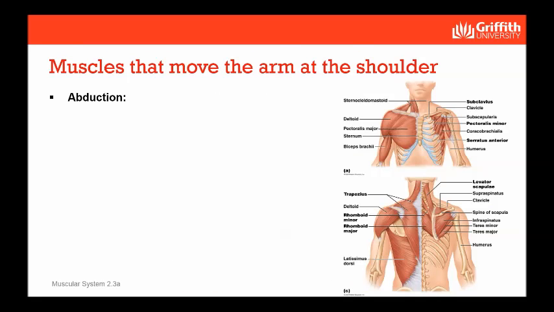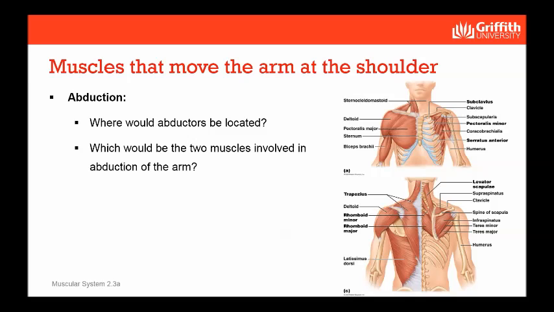As we continue on with muscles that move the arm at the shoulder joint, we next look at the abductors. Where would shoulder abductors be located? To abduct the arm away from the midline, muscles crossing the shoulder joint would be located in the lateral compartment. Looking at these images, can you see which two muscles might be involved in abduction of the arm?